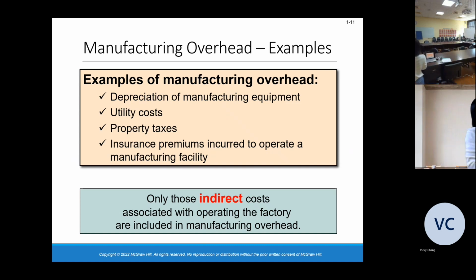And you have to remember, only those indirect costs associated with operating the factory are included in manufacturing overhead. Okay, so for office building, that is not included in manufacturing overhead. Remember the keyword manufacturing. That should be manufacturing related to be included in manufacturing overhead.